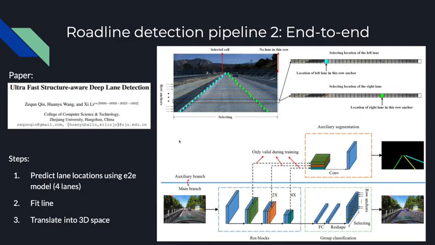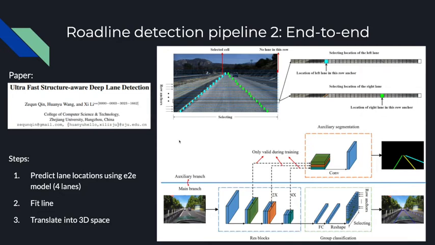And then you'll also notice there's this second branch that comes out of the backbone network called auxiliary segmentation. And this is basically just during training. We're also predicting a segmentation output for the lanes, and this helps the model generalize better. But this branch is removed during inference for maximum speed.